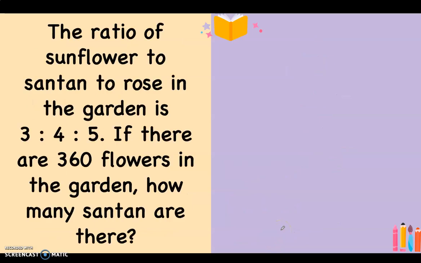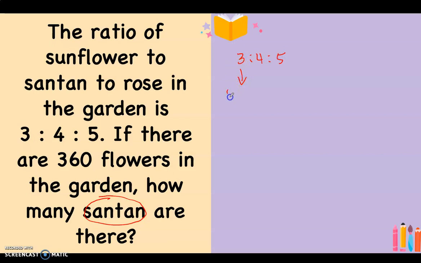Next, the ratio of sunflower to santan to rose in the garden is 3:4:5. If there are a total of 360 flowers in the garden, how many santan are there? So the question is just the number of santan in the garden. But it is given that the ratio is 3:4:5. So let's write it here so that we will not get confused.